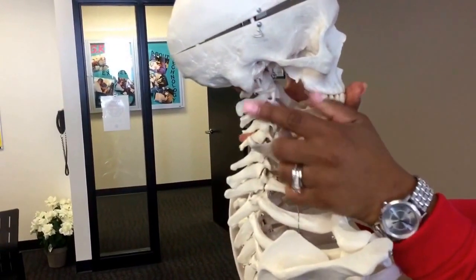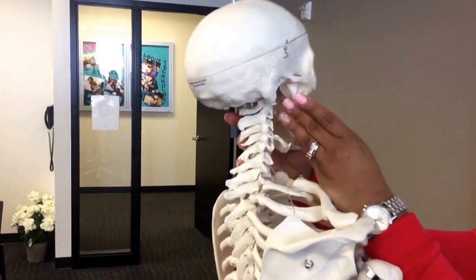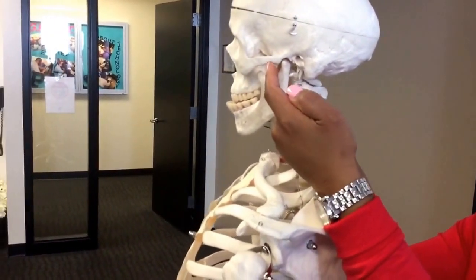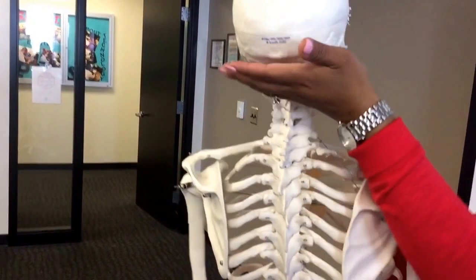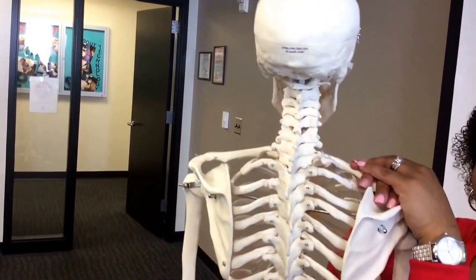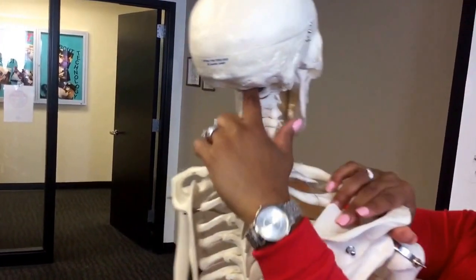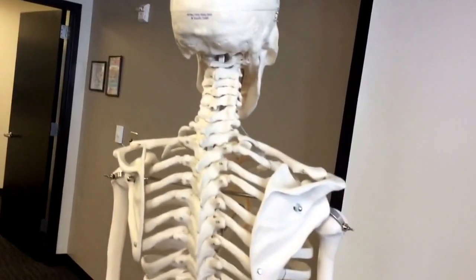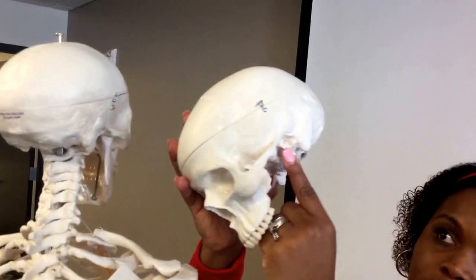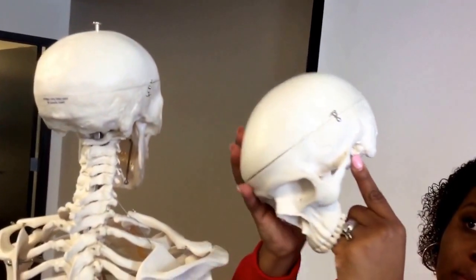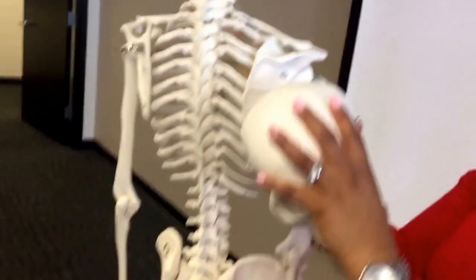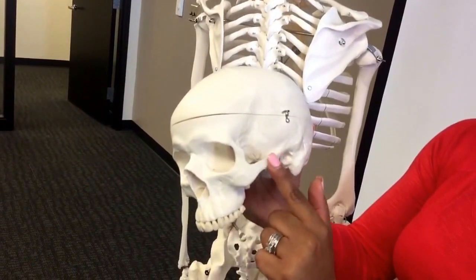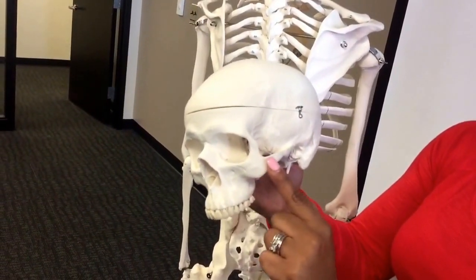The zygomatic arch. The basilar area is here. The foramen magnum is this hole here. External auditory meatus. Zygomatic process: this is the zygomatic process of the temporal bone. The temporal process: this is the temporal process of the zygomatic bone.